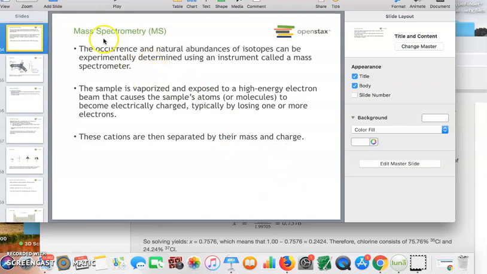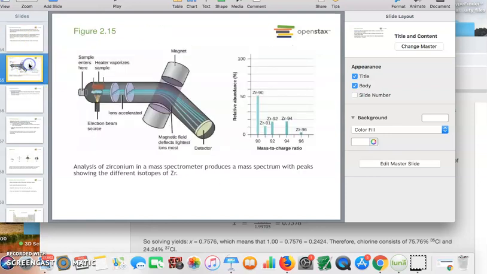So with mass spectroscopy, the presence and natural abundances of isotopes can be experimentally determined using an instrument called a mass spectrophotometer. The sample is vaporized and exposed to a high-energy electron beam that causes the sample's atoms or molecules to become electrically charged, typically by losing one or more electrons. Then the cations are separated by their mass and charge. So here we see a figure showing exactly what I just read about how a mass spectrophotometer works.